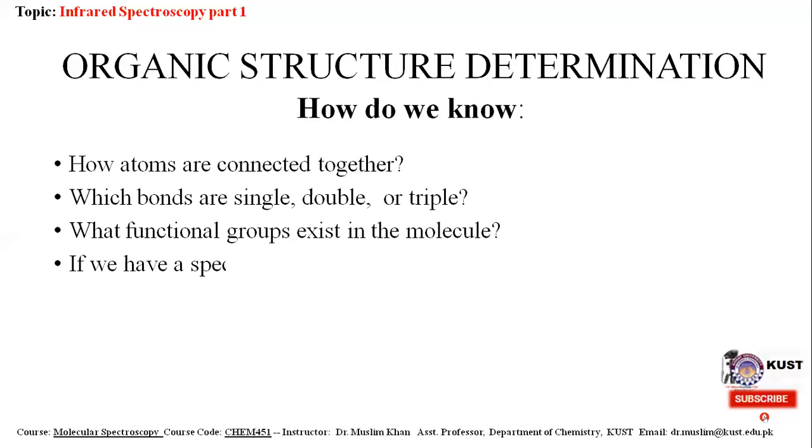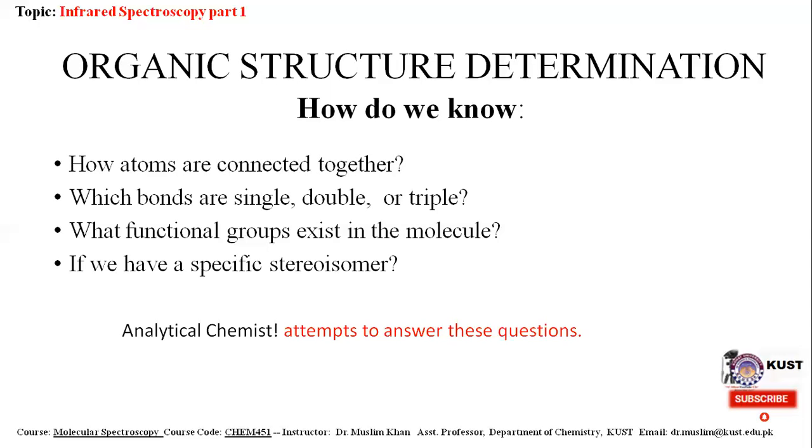If we have a specific stereoisomer, whether this is a cis isomer or trans isomer, we know from this information. Yes, an analytical chemist can answer, or at least can attempt to answer these questions. But how?